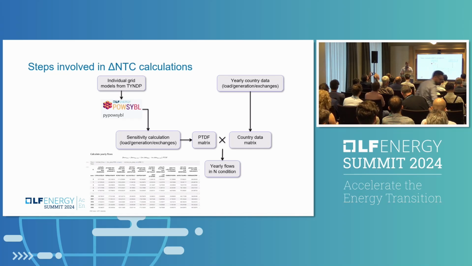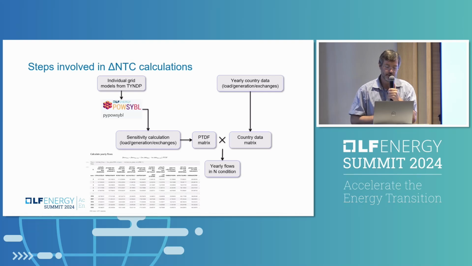Multiplying the PTDF matrix by what we call the country data, we will have the yearly flows on all the lines in N conditions. N condition means we don't have any outage on the grid. The grid is complete. So it's interesting, but it's not enough. We need to calculate N-1 to be sure that the flow on every line remains below its rating limits, even if any N-1 outage occurs on the grid.